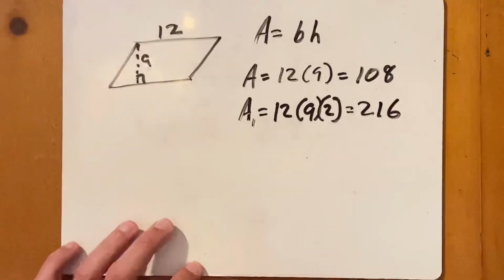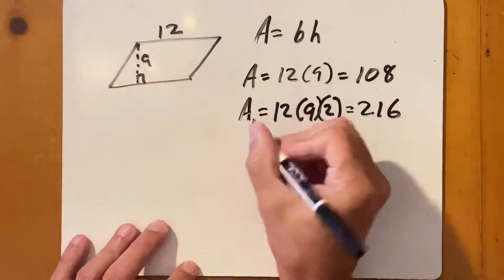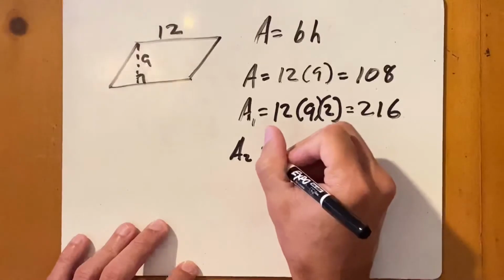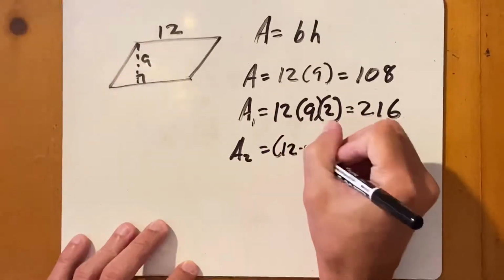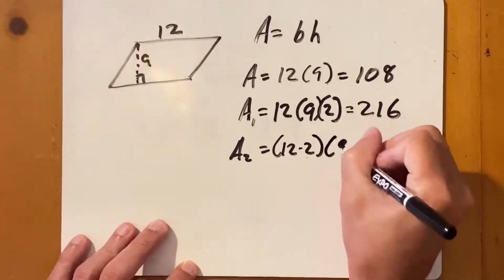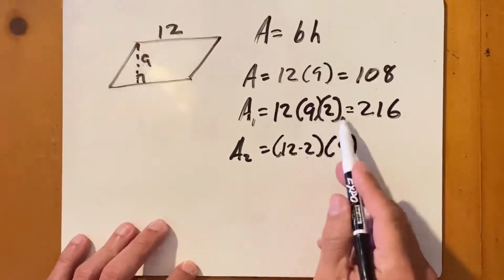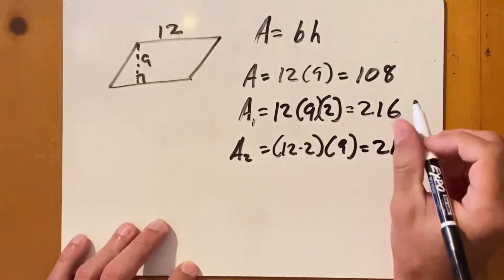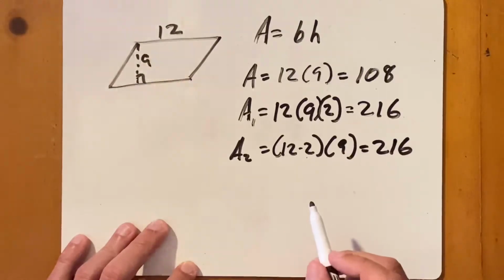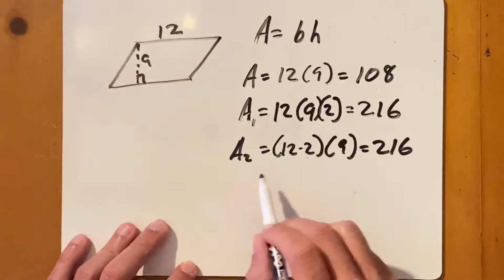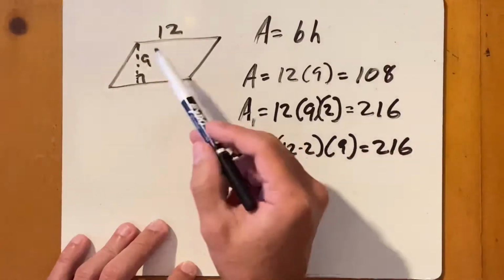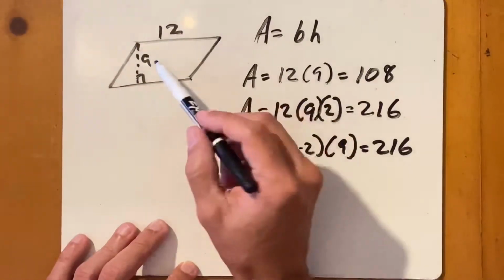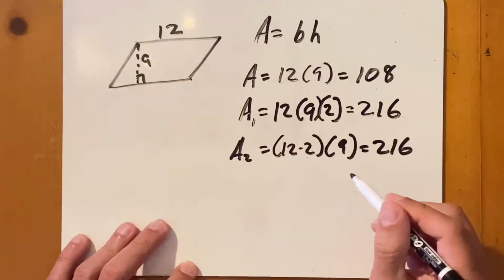The same thing happens if I double the length of the base. If I do 12 times 2, times the height, it's 12 times 9 times 2, and I end up with the same answer. So when we change one dimension of a polygon by a specific scale factor, it changes the entire area by that same scale factor. If I multiply one of these dimensions by 1/3, it's going to divide the whole area by 3. If I multiply one of them by 4, it's going to multiply the entire area by 4.